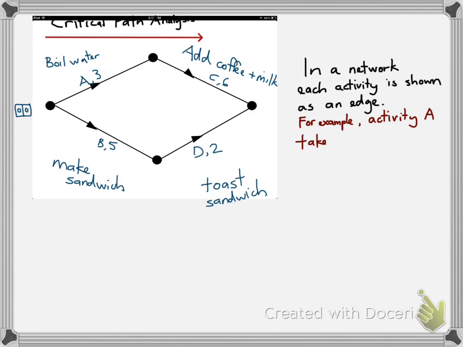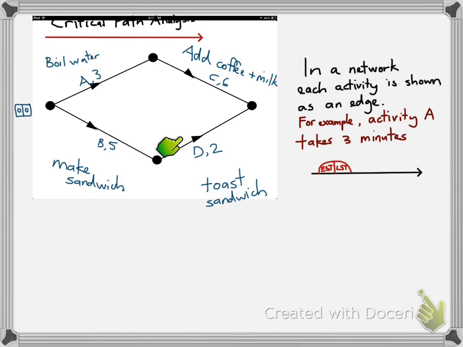If you look at this example, and this is a network where each activity is shown as an edge, you can see that activity A takes 3 minutes, but while that water is boiling, we can be making a sandwich because the kettle's on, and you can be making a sandwich which might take 5 minutes. You can see these numbers represent how long the activities take. So because these activities are occurring at the same time, some of them are going to be more important than others in getting completed.